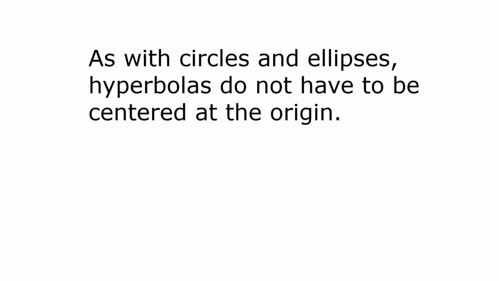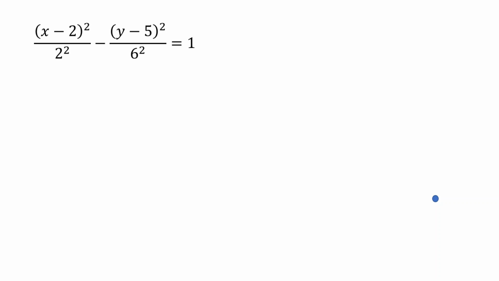Okay, as with circles and ellipses, hyperbolas do not have to be centered at the origin. All right, so let's take a look at this example. Remember, our hyperbola in standard form is (x minus h) squared over a squared minus (y minus k) squared over b squared equals 1. All right, and so h and k are the center. H and k is going to be my center. So in this case, it's going to be 2, 5.